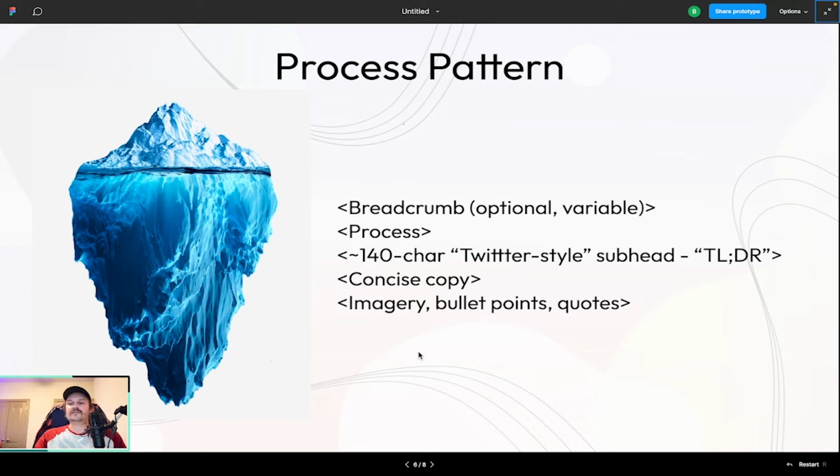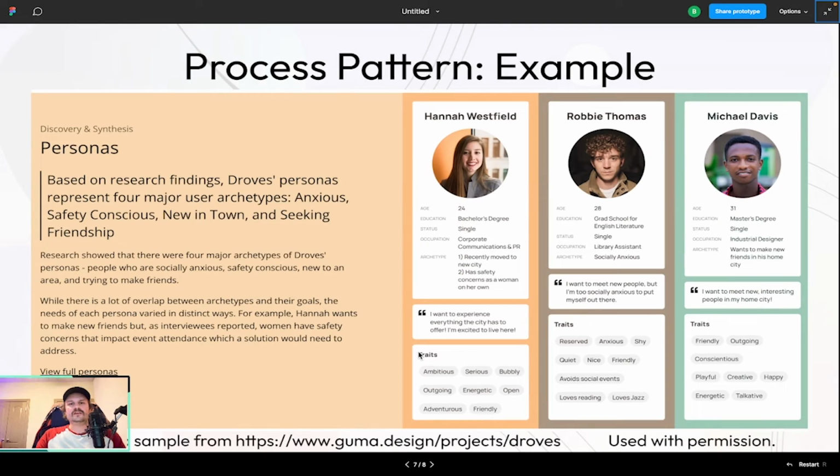Because here's an example of what I did. And so a really good example of all this put together is this example that I was able to use with the kind permission of Greg Guma.